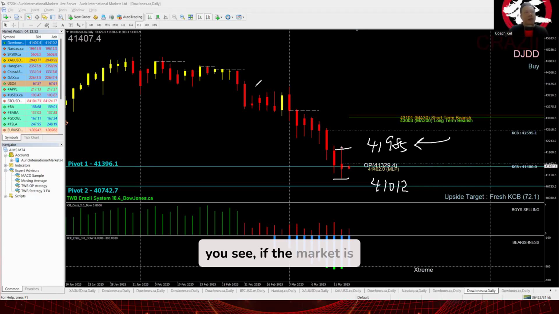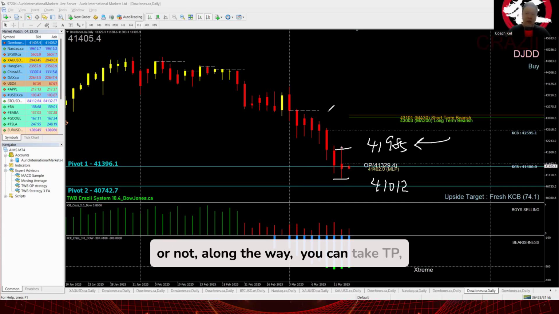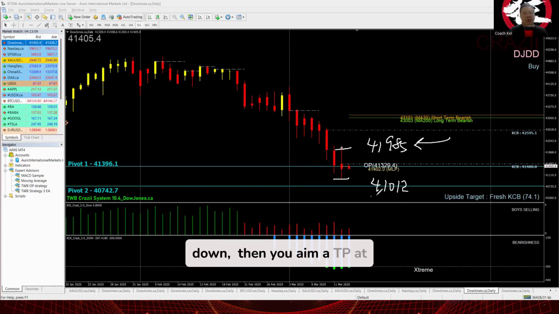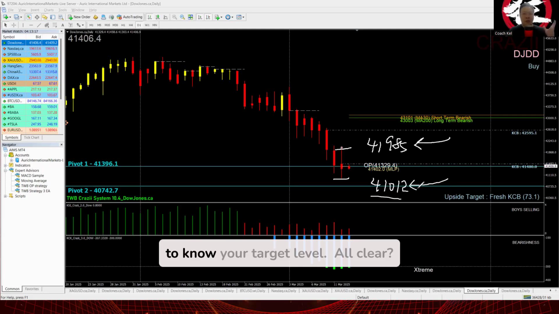Because if the market is genuinely going to go up, it will have to break the previous day's high. Yes, that's one key point. So we just put it there. If the market really gives it to you, then benefit. Whether it hits or not along the way, you can take TP, right? Now, on the downside, if you think the market is going to go down, then you aim your TP at 41,012. That is the low of yesterday's market, right? So with that, you have a range to trade and you have the target levels. All clear? If all clear, press number 3.